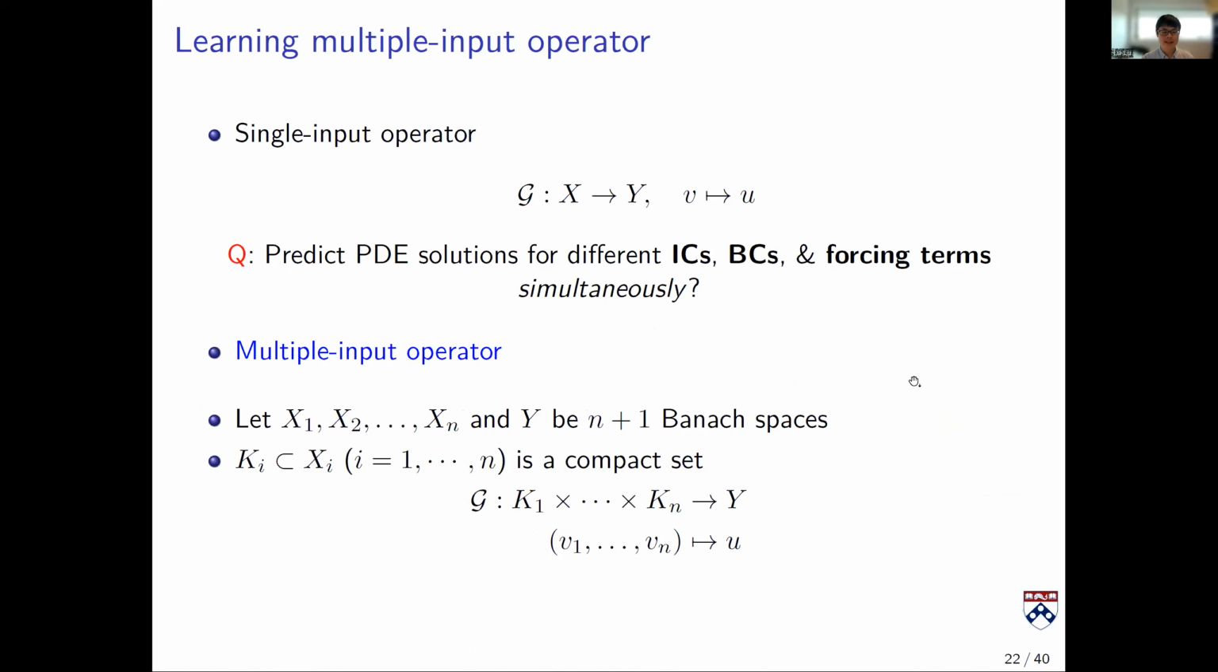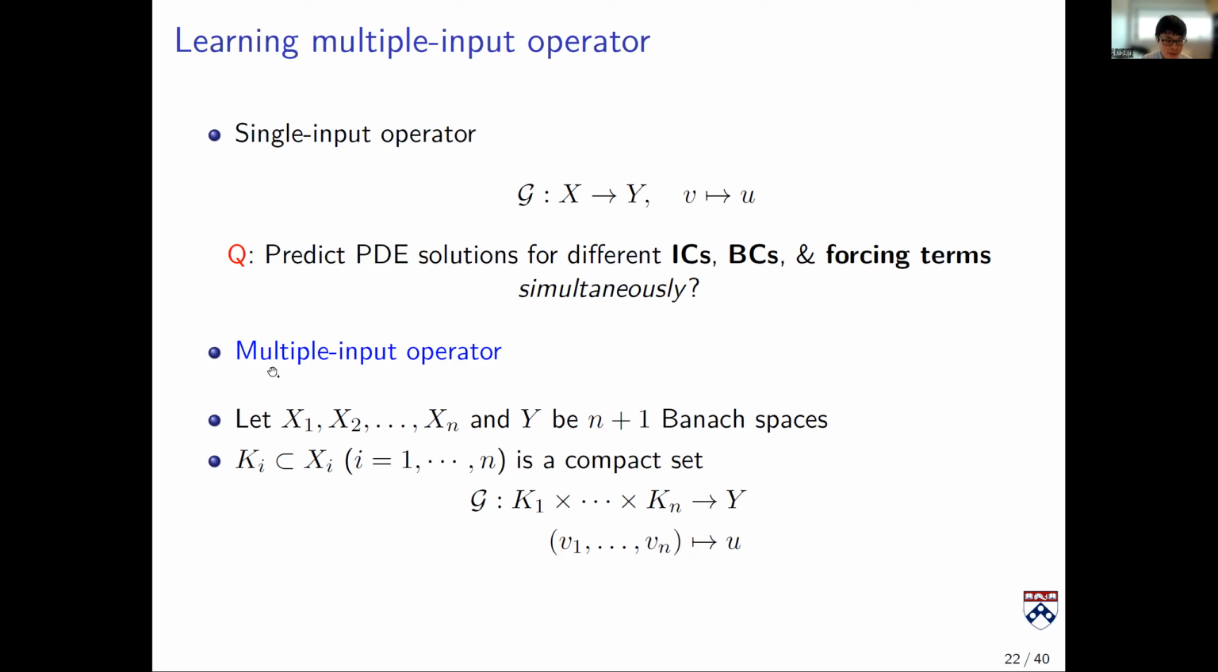So for all the previous examples, we have discussed the mapping from one function to another function, or from the space X to Y. Although the functions for the input and output could be a scalar function or vector function, they are essentially a single function defined in a fixed domain. But in many cases, for PDEs, if you try to predict the solution for different initial condition, boundary condition, and also forcing terms simultaneously, we have different inputs. They are defined on different locations. And then the previous framework cannot work for this case.